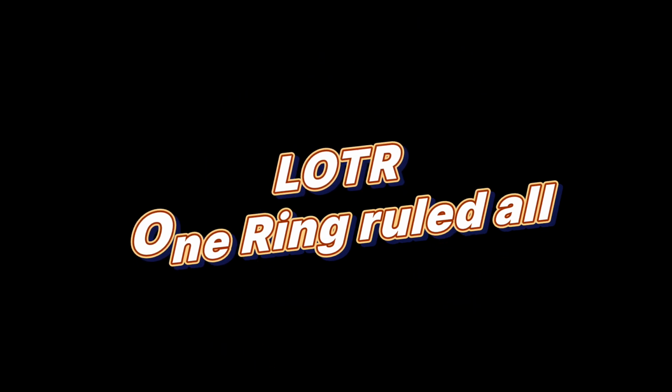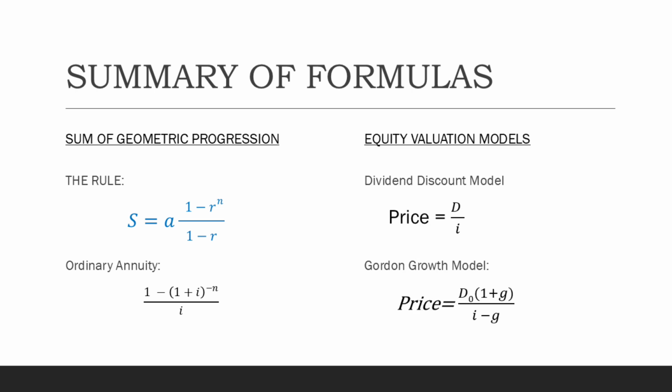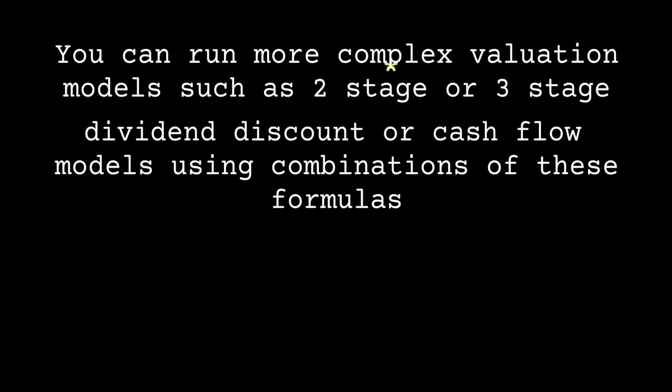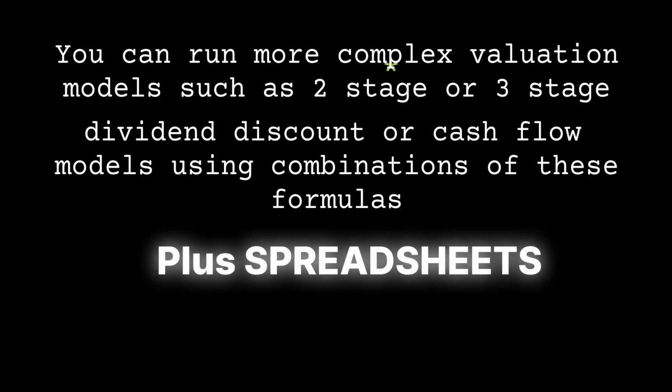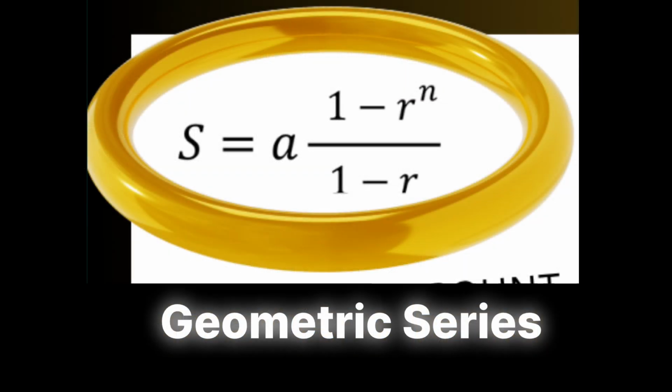In Tolkien's world, the One Ring ruled all others. In finance, well, this is the nearest thing to it, the sum of the geometric series. It's the one ring that binds together all of our valuation models. It governs the time value of money. It shapes the annuity and perpetuity formulas. It powers the dividend discount models and the Gordon growth model, etc. It underlies every discounted cash flow with regular cash flows. So next time you see a complex valuation formula, remember, it all traces back to this simple, beautiful pattern, one formula to rule them all, the geometric series.